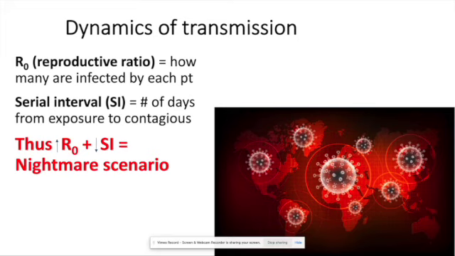I'm going to be discussing the dynamics of transmission of COVID-19. There are two terms that are really important that we all know and understand when discussing this disease. The first is called R0. It's also the reproductive ratio. This represents how many people are infected by each patient. So when one person becomes infected, they can spread this disease to a number of other people.